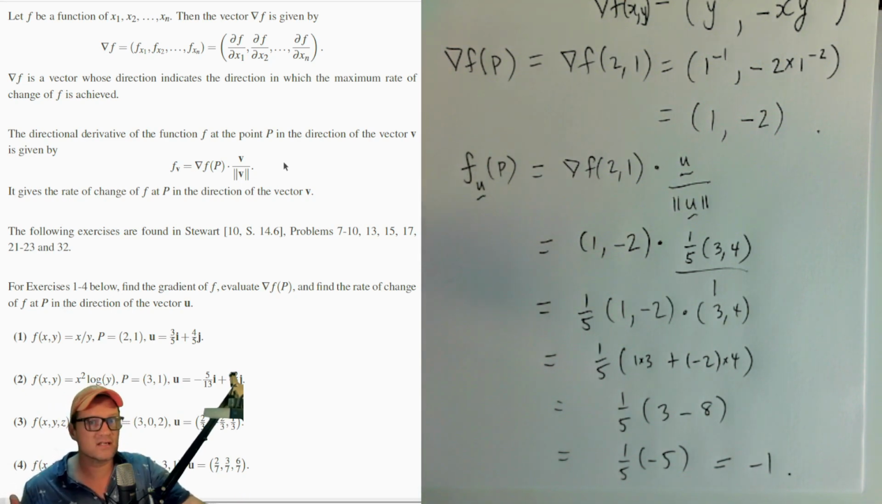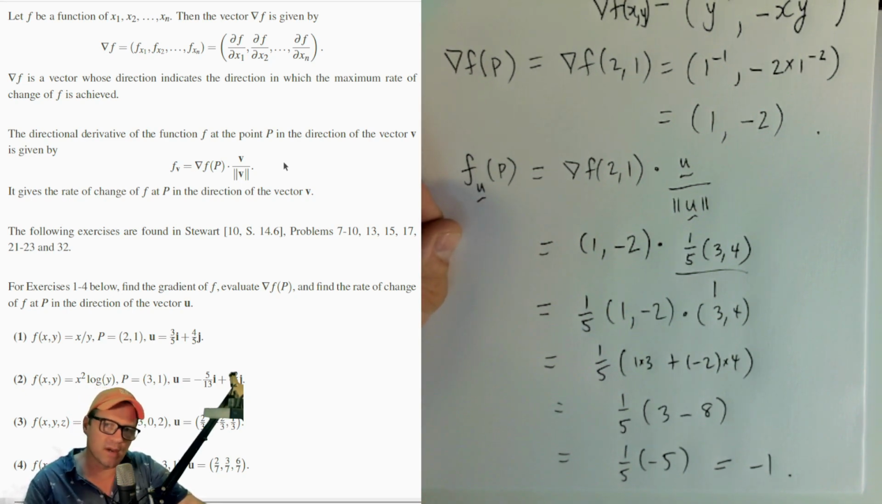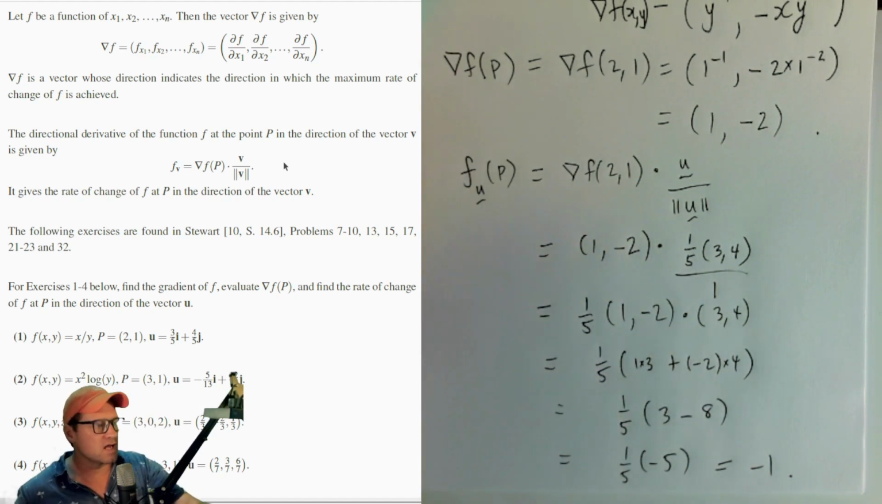Now what is that? That's a slope of the surface in the direction of the vector u. So if you want to see more details on the geometric point of view of that, have a look at my lecture video on this same topic.